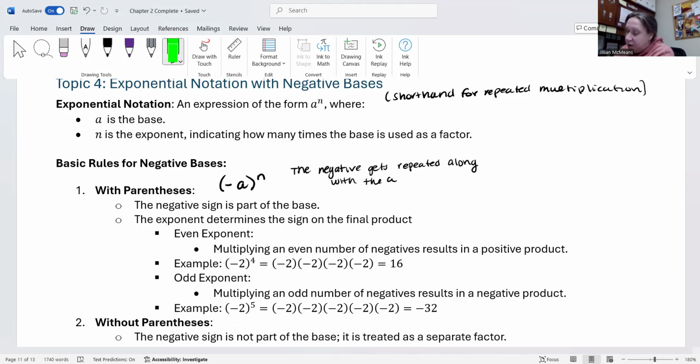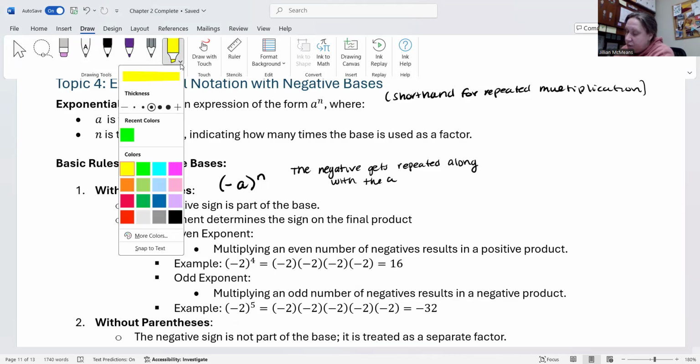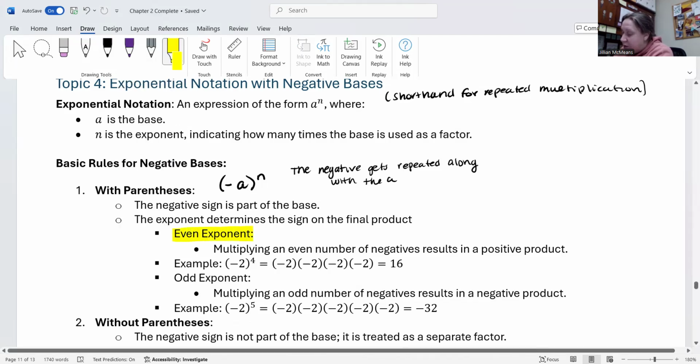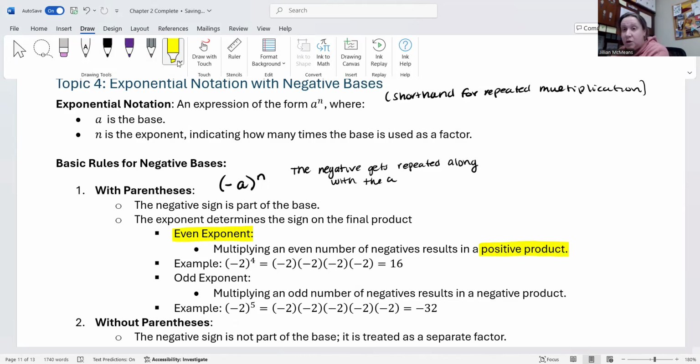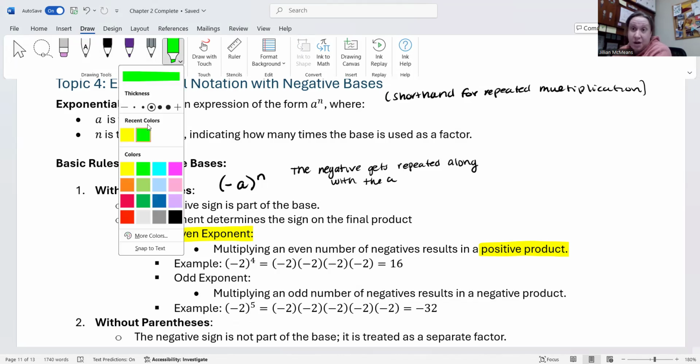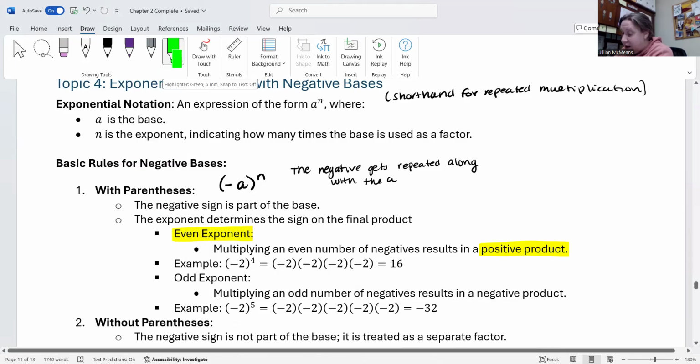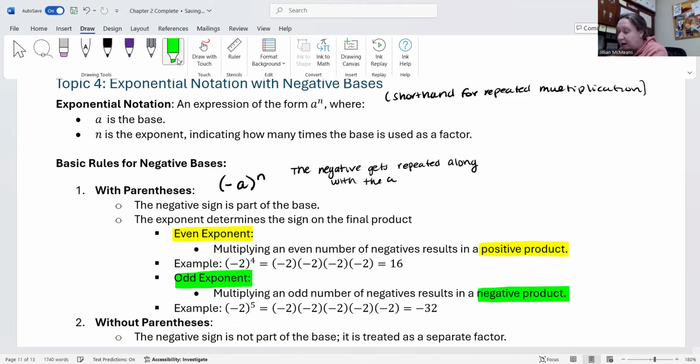So if we have an even exponent, that's going to give us a positive product, because you're multiplying an even number of negatives. Again, the exponent tells us how many times to repeat our base, which is also how many times we repeat our negative. On the flip side, if the exponent is odd, that's going to give us a negative product. You're multiplying an odd number of negatives, and we already know that gives a negative product, okay? So let's look at these examples.